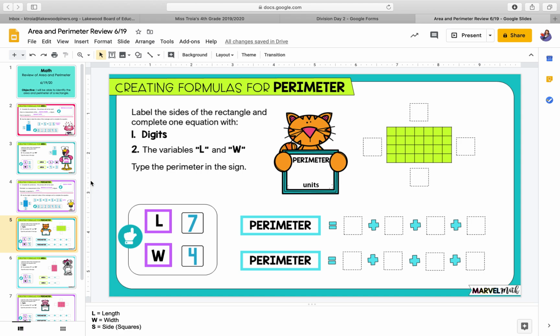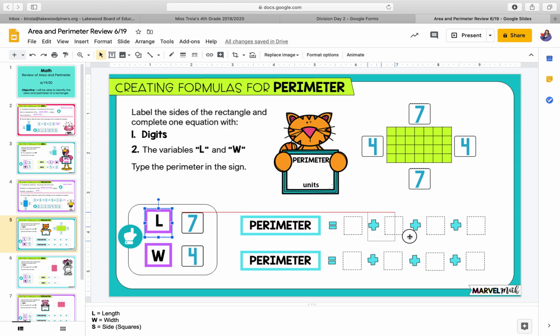Now let's continue to practice perimeter. Label the sides of the rectangle and complete one equation with the digits and the variables L and W for length and width. Type the perimeter and the sign. So going across, my width is 1, 2, 3, 4, 5, 6, 7 units, and opposite sides are equal. So we put 7 at the top and 7 on the bottom. Then going vertically, there's 1, 2, 3, 4 units.